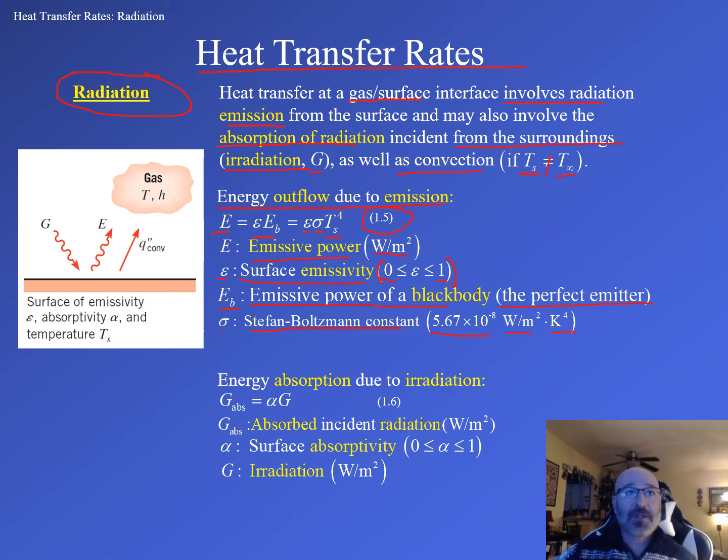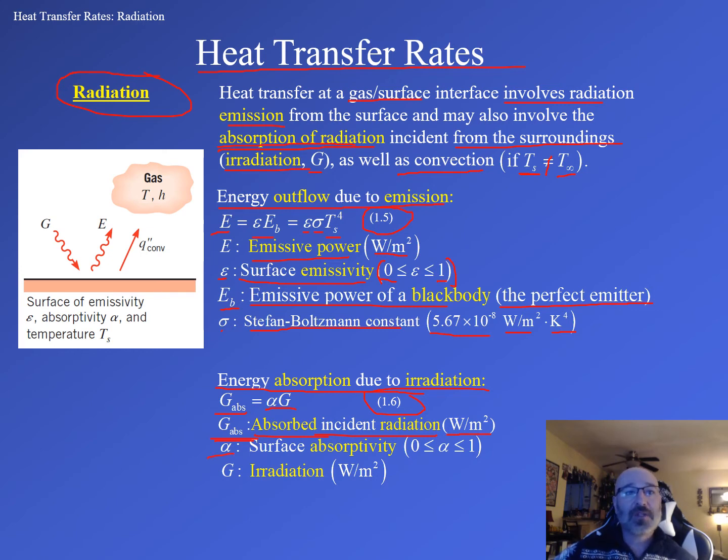Now, if we talk about this second part, absorption of radiation, the energy absorption due to irradiation is going to be our G sub ABS equal to our alpha times G, which is equation 1.6 from our textbook. Breaking this equation down, looking at the individual components as well, this is going to be our absorbed, so ABS stands for absorbed, incident radiation in units of watts per meter squared.